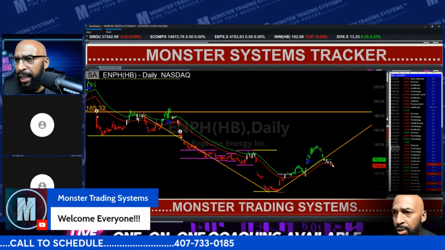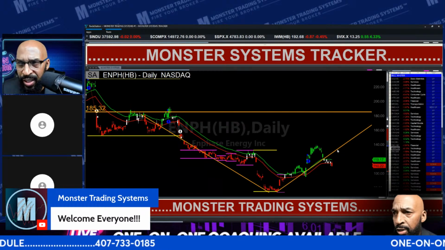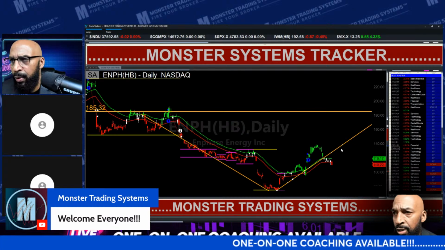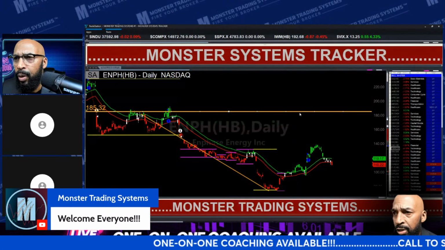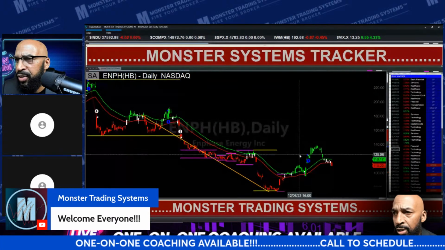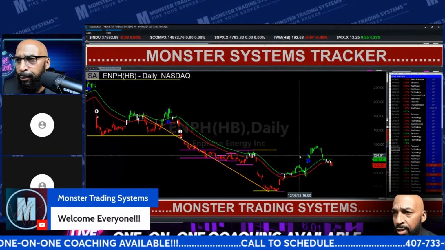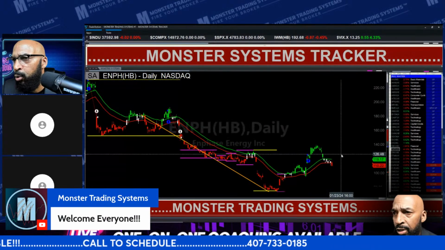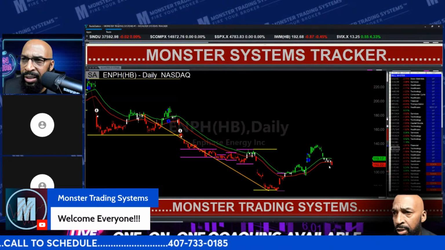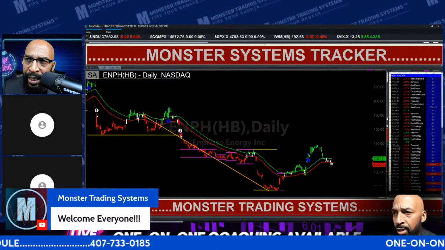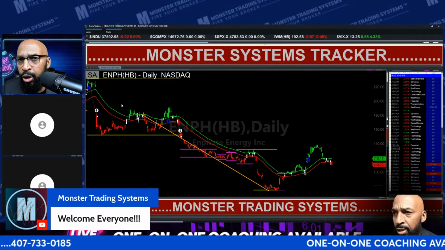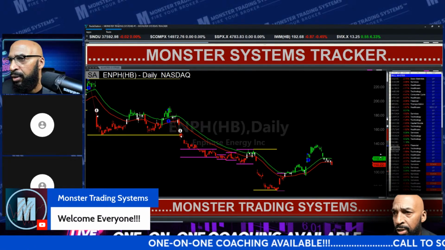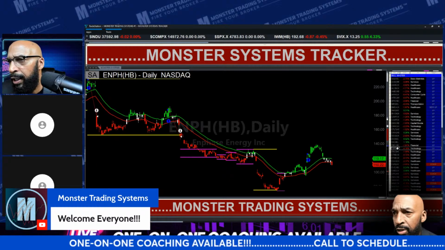ENPH, red candle here. So guys, we're seeing some selling. We're seeing some positions close, so be aware of that. Buy signal was 124. Sell signal 110. Close the trade. First red candle here, close the trade. We do not want sellers to really get aggressive.